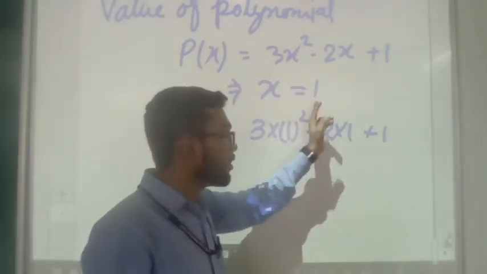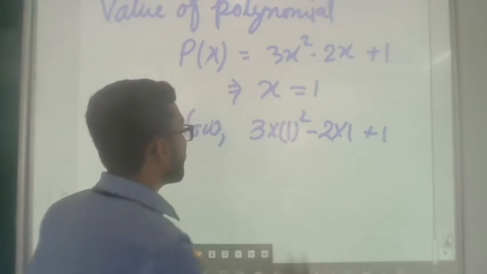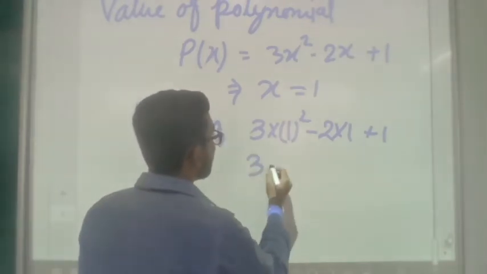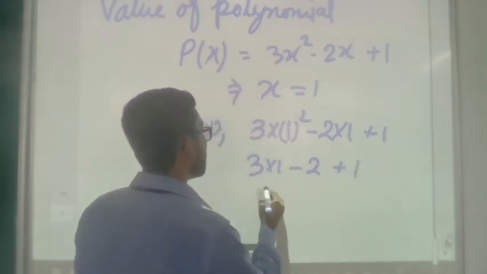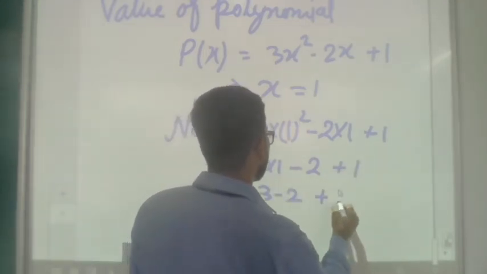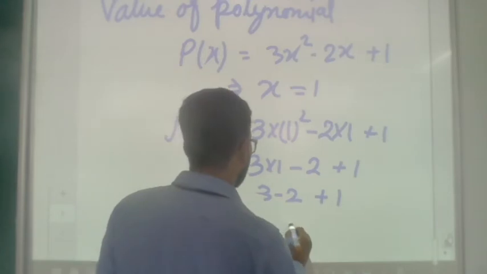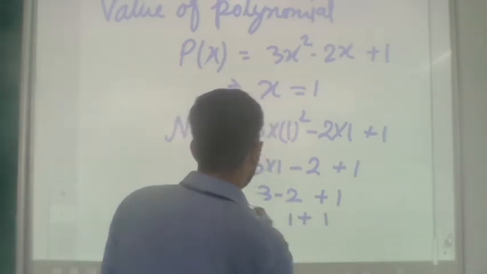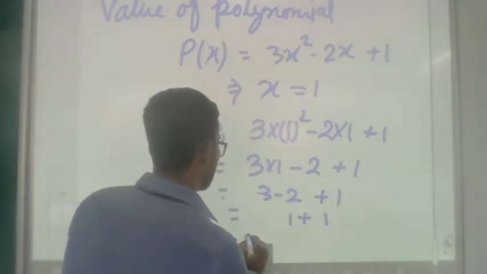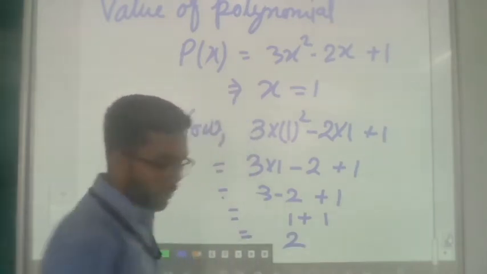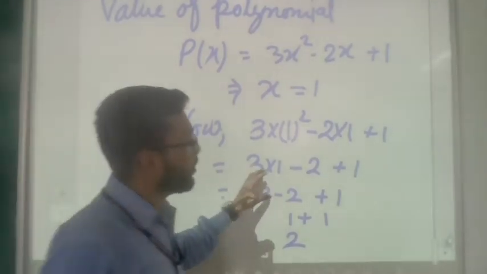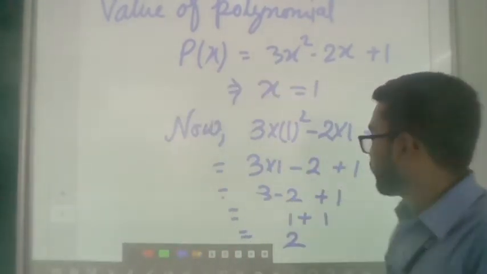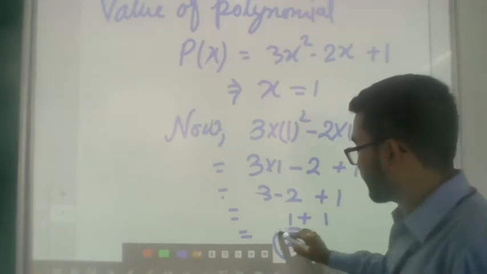This is a real number. You can take any real number. So 3 into 1 squared is 3, minus 2 into 1 is 2, plus 1. So 3 minus 2 is 1, plus 1. So 1 plus 1 is equal to 2. So what value do we get?